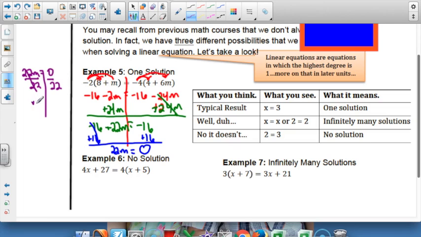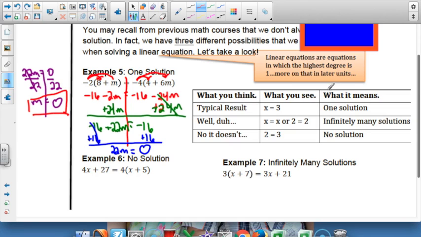22 divided by 22 is m. 0 divided by 22, well, if I have $0 and I share it with 22 friends, I've shared with them $0. So my answer then is m equals 0. That is one solution. An answer of 0 is an answer because 0 is a number.